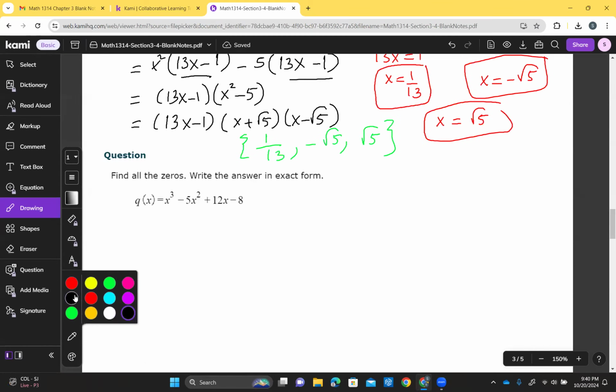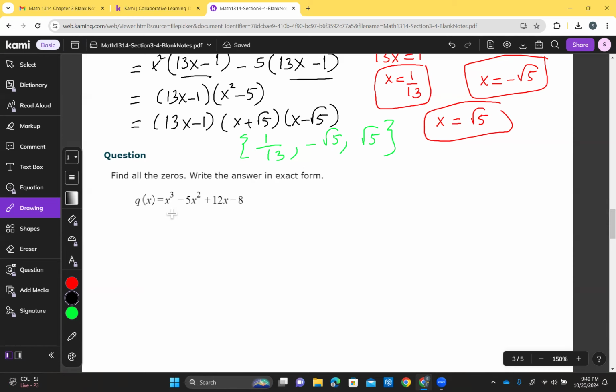Okay, next question here. We have again a third degree polynomial function. We want to find the zeros here, and we're going to write the answers in exact form. So exact form means, for example, on the previous question, radical 5 is an exact form. If I express it as a decimal, how calculators give me, it's not the exact form. So let me go back to the question.